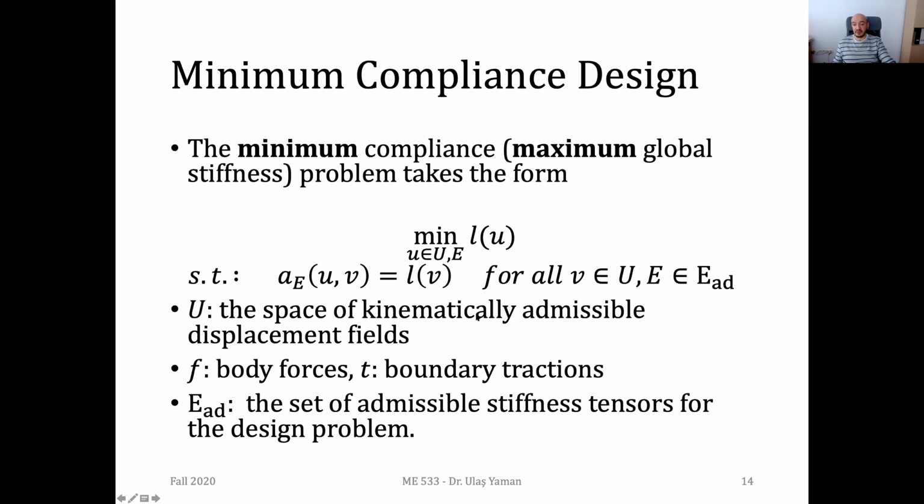U is the space of kinematically admissible displacement fields of all the items in your part. Since there might be higher displacements, if that's the case, then you should stop the iteration. The force might be too high. You have a limit for the displacements. And then we have body forces, boundary tractions, and A_d is actually the admissible stiffness tensor. Your stiffness tensor should be a member of this set. Otherwise, it will not be possible to have such an object at the end of the optimization.